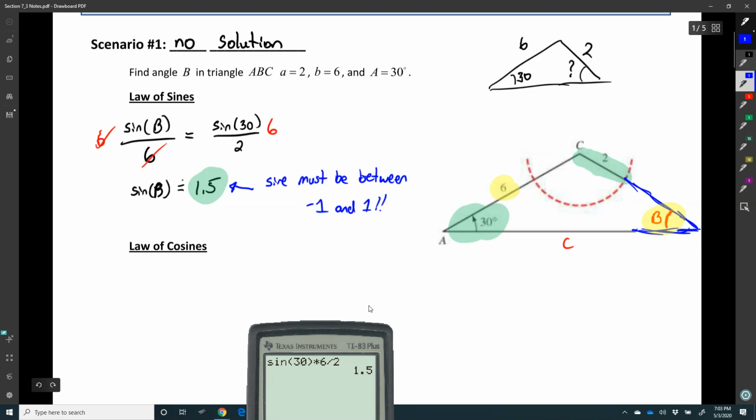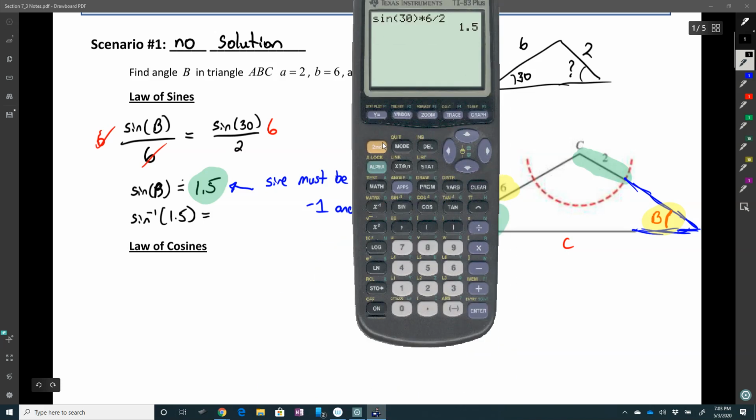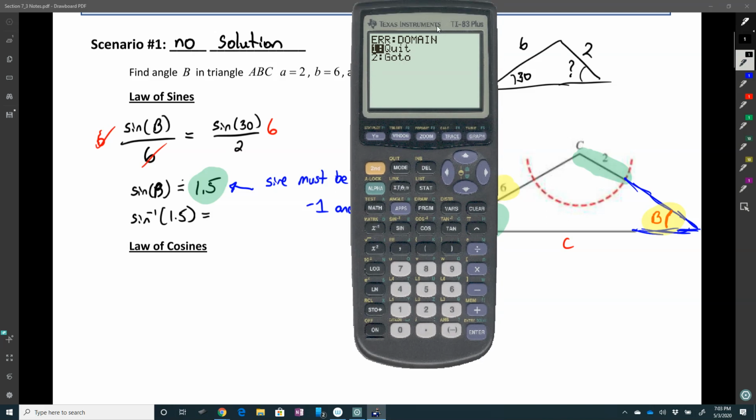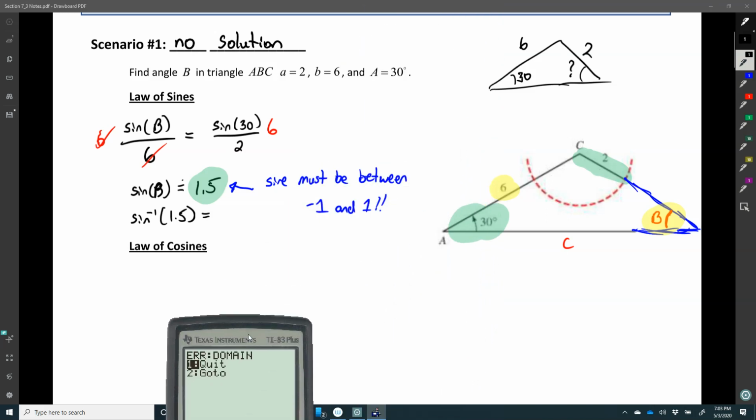And even if you didn't know that, and you were just kind of trudging through, if you did inverse sine of 1.5 in your calculator, it would give you an error and tell you that it's not in the domain of the inverse function. So it's not in the range of the original, which means it's not in the domain of the inverse. So this is no solution.